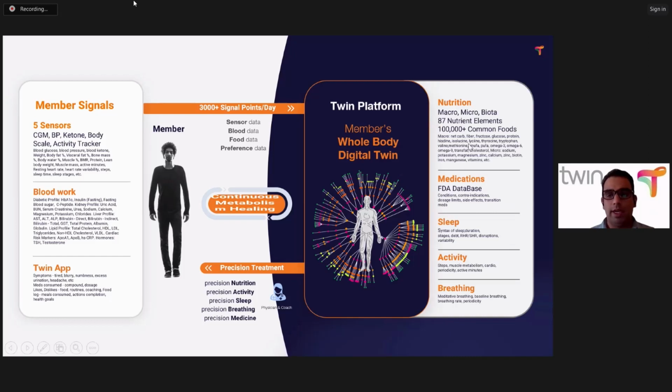And the nutrition is a very rich database, 87 nutrient elements. It's not just about protein, fat, carbs. Micronutrients are so important. Microbiota of the gut is so important. You take a fruit, an apple, it doesn't have just protein, carb, and fat. It has so many microelements. So all the diets which focus on protein and carb restriction are very, very crude, because they don't address the core aspect of how a diet should be holistic.